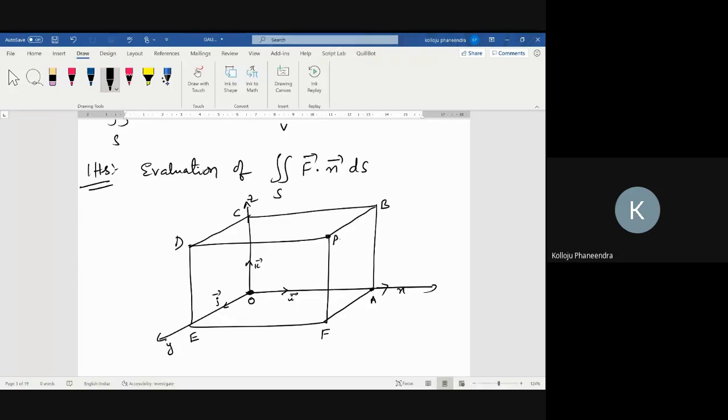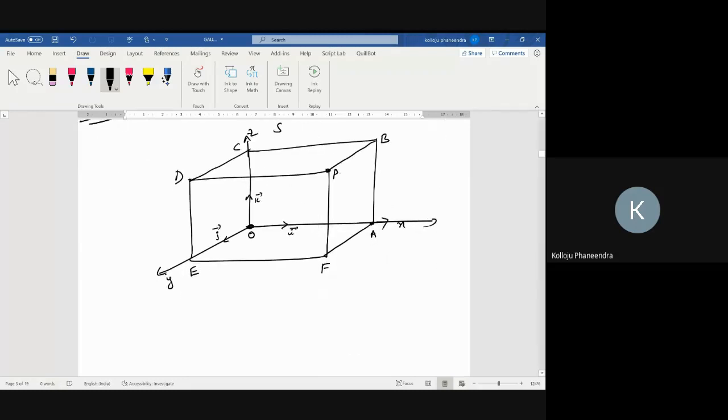So, how to calculate? In a two-dimensional rectangle, if a square or rectangle is given, we evaluate the line integral over C1, C2, C3, C4. The join of C1, C2, C3, C4 is the curve C in line integrals, right? Now, in a surface integral, the surface S is the surface of this entire rectangular box, which consists of how many subsurfaces? See, this bottom, this is one surface. This is the bottom.